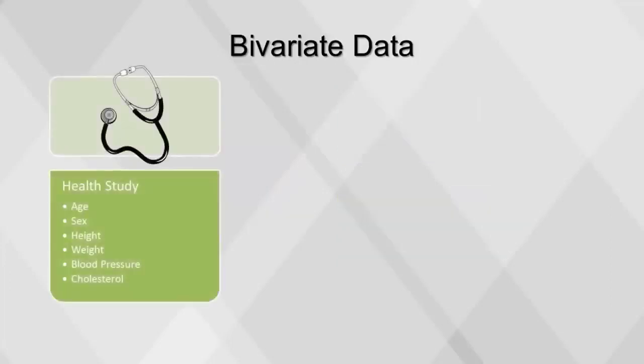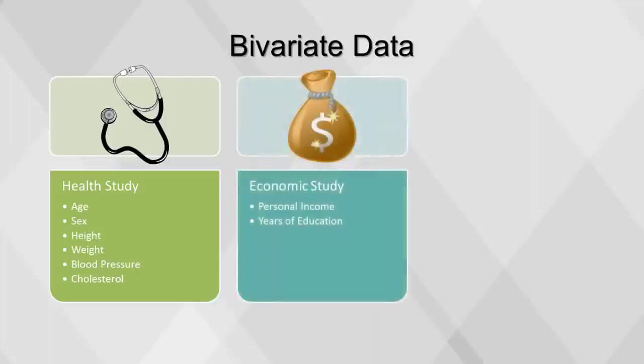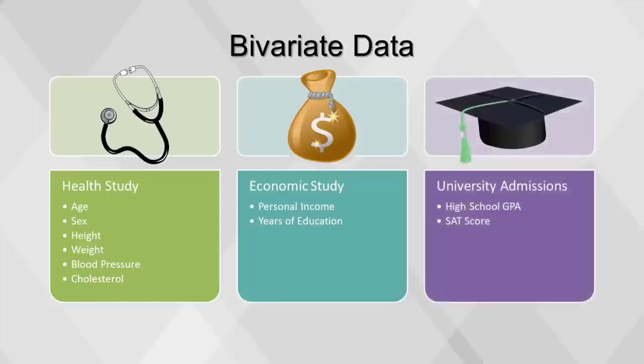For example, in large health studies of populations, it's common to obtain variables such as age, sex, height, weight, blood pressure, and total cholesterol in each individual. Economic studies may be interested in, among other things, personal income and years of education. As a third example, most university admissions committees ask for an applicant's high school grade point average and standardized admission test scores, like the SAT.